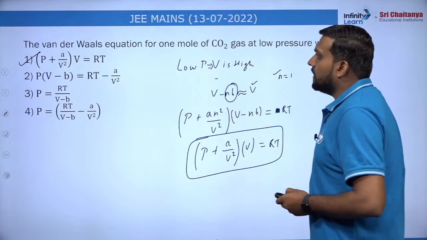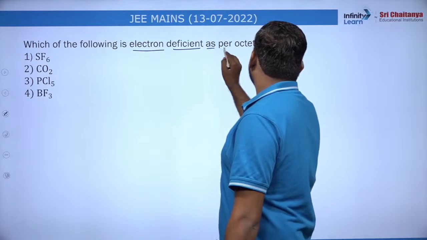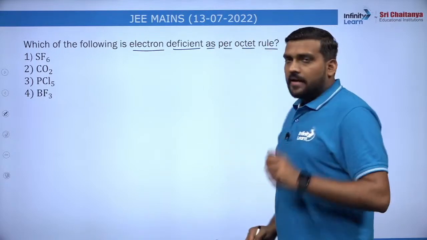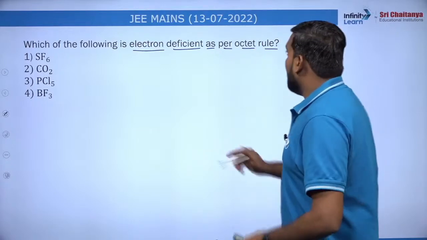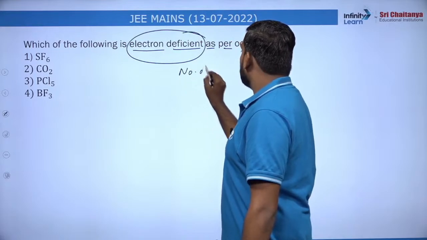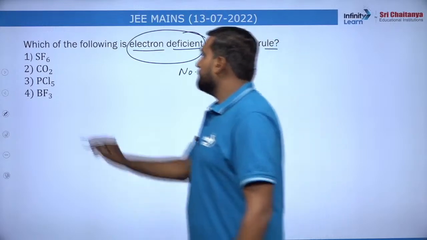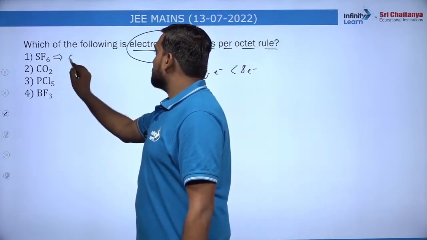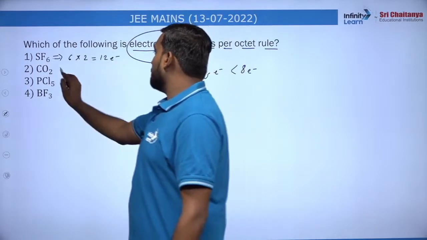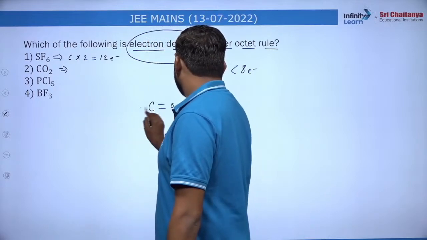Now moving to the next question. Which of the following is electron deficient as per the octet rule? So they are talking about the octet rule. Electron deficient means that the number of electrons coming from the bonds should be less than 8 electrons. Now check here: the number of bonds is 6, so the number of electrons involved in the bonding is 12. Here, in CO2, if you go for the structure, there are 4 bonds.